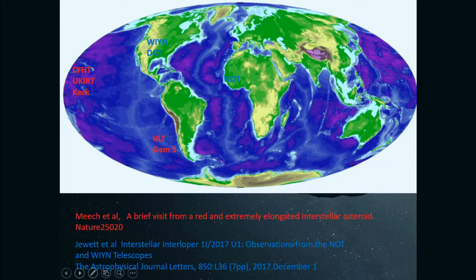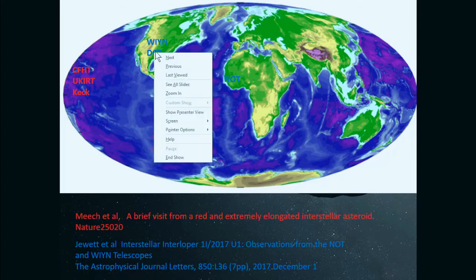Okay, anyway. The other team, in blue, by David Jewitt and a few others, who found the first Kuiper Belt object other than Pluto, got time on the Nordic Optical Telescope in the Canary Islands and a couple of telescopes in Arizona.